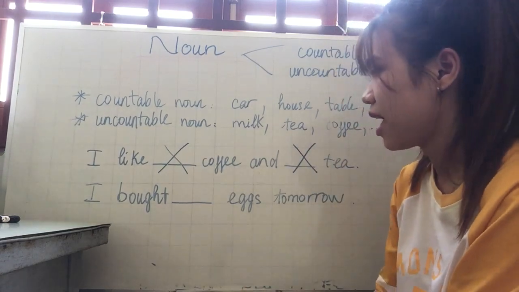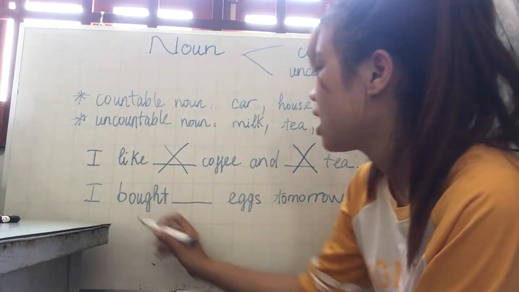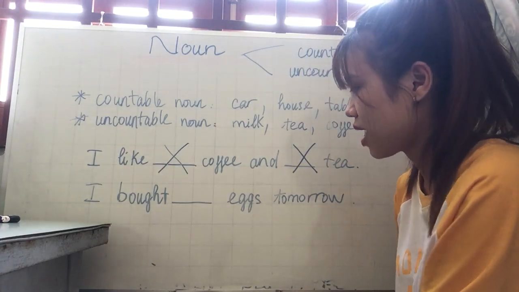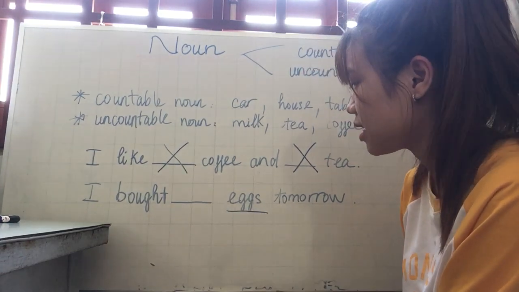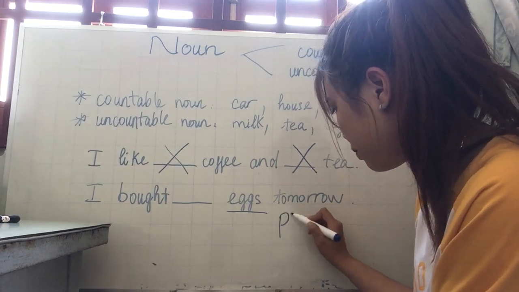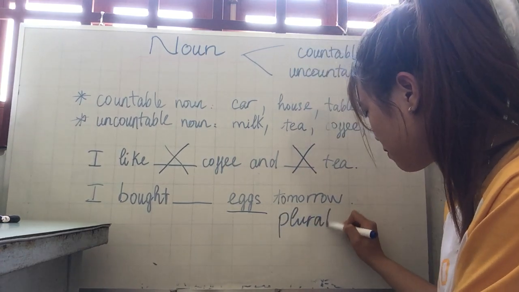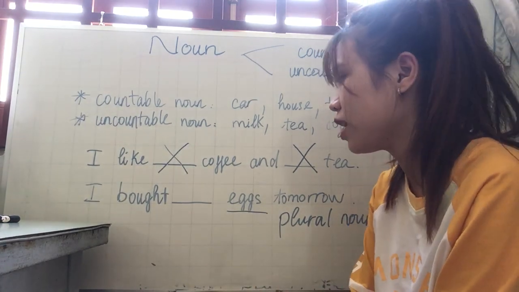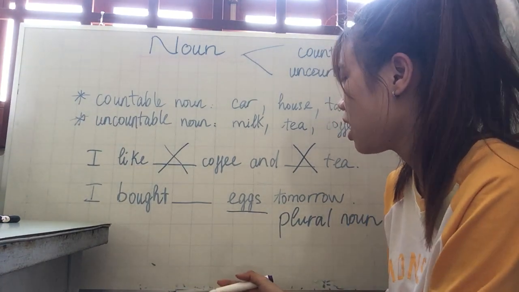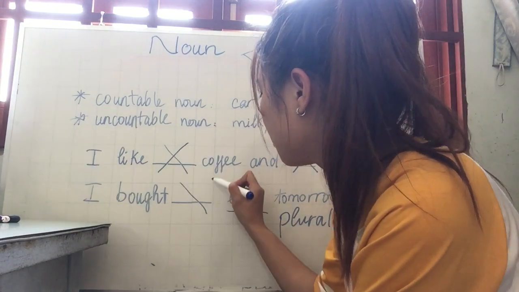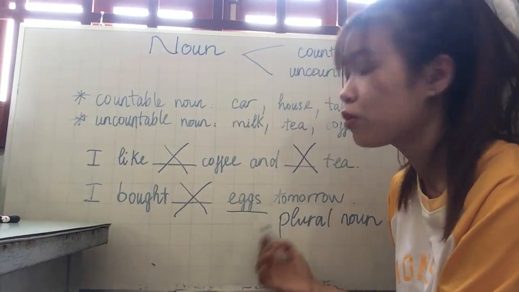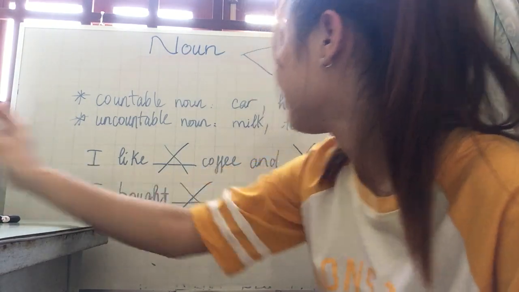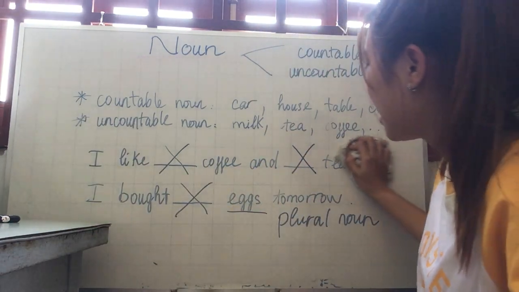Okay. And the next sentence, I bought eggs tomorrow. Eggs is a plural noun. And we also cannot add an article before eggs, before a plural noun. Right?